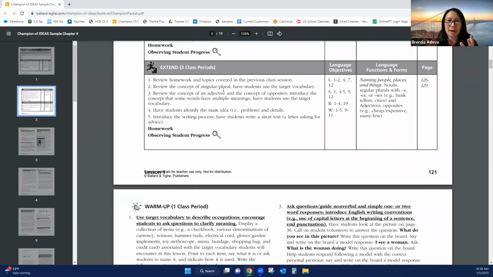Extend will have more grammar and definitely some kind of writing component. So here you'll see singular versus plural for the vocabulary words. And then you'll have the concept of an adjective and the opposite of that adjective, which is great practice.